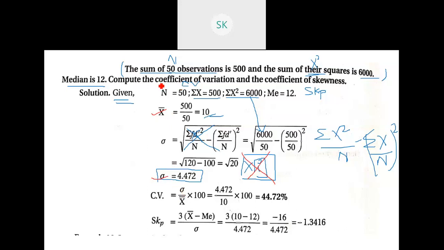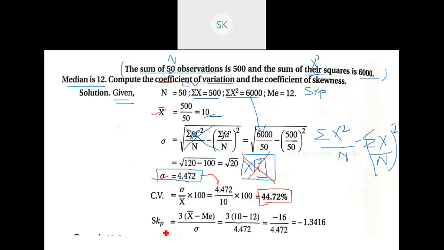Now next they have asked us to find the coefficient of variation. Coefficient of variation is standard deviation by arithmetic mean into 100. 4.472 divided by the arithmetic mean, which is 10, into 100 will give you 44.72%. Always, coefficient of variation is given in terms of percentage. So we found CV.